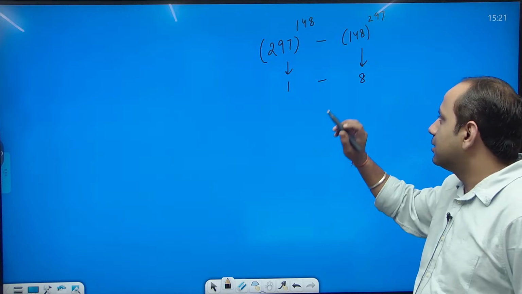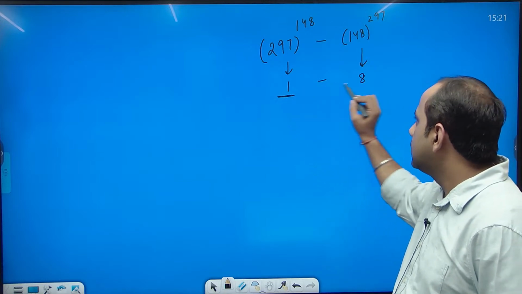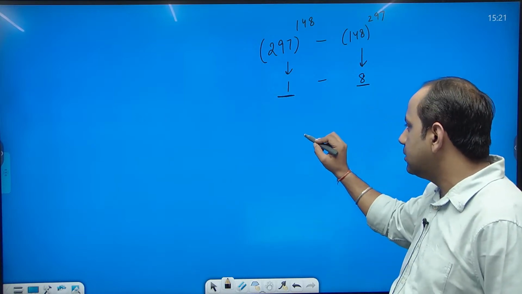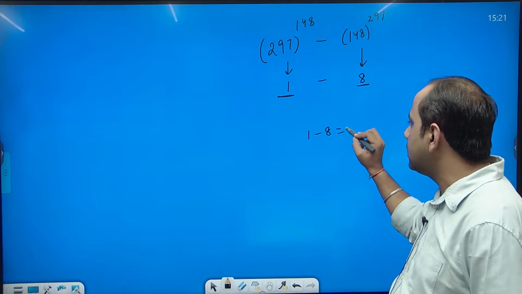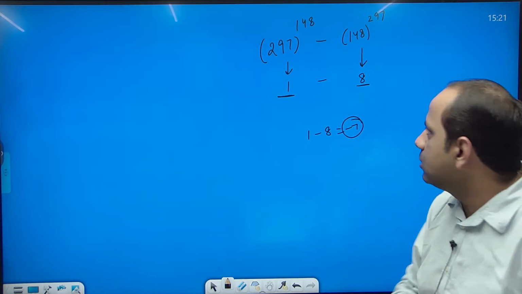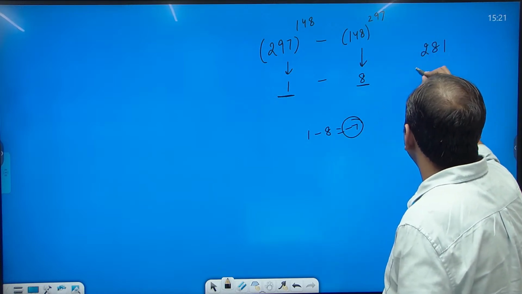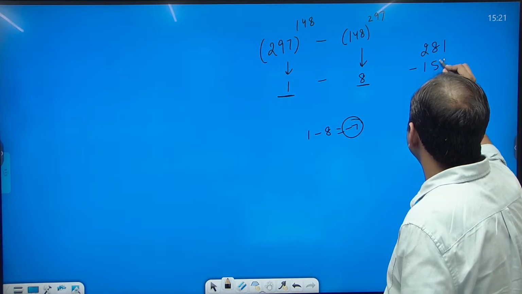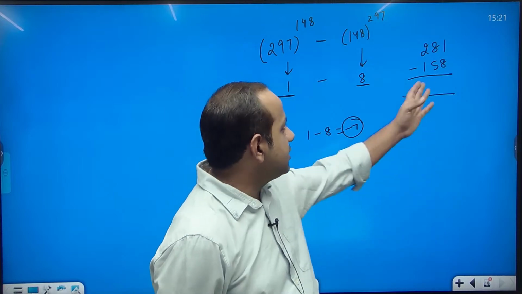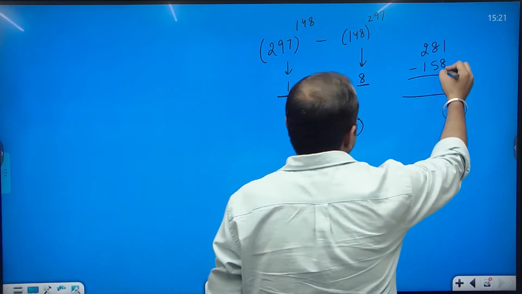1 minus 8, look, it's a simple thing. 1 minus 8, we are getting a value less than this, so it can be possible. If asked this way, 1 minus 8, we know this value is -7, but a unit digit can never be a negative value. So you can understand it this way: if I say 281 minus 158, this question is like this only. So what will be the unit digit here? 1 will be taken, carry over, so it will be 3.